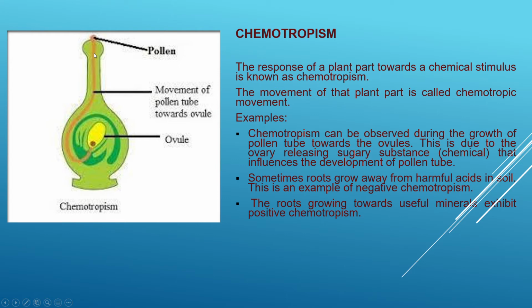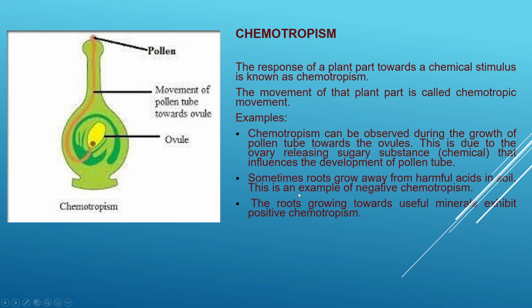But why does it form a tube-like structure? Because when the pollen falls here, a sugary substance is released from the ovule, and this sugary substance acts as a chemical. Sugar is a chemical. Because of this chemical, the pollen makes a tube-like structure. The pollen tube grows and reaches the ovule. That means the movement occurs because of some chemical. So what is chemotropism? The response of a plant part towards any chemical stimulus.